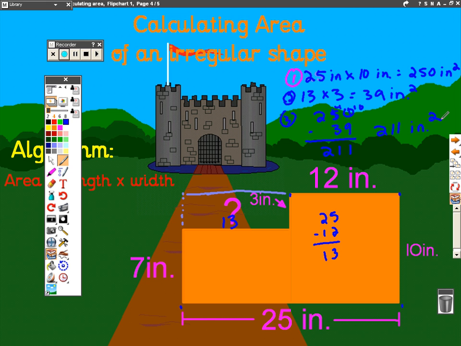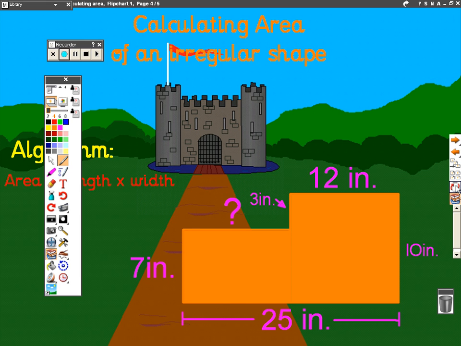Another way you could solve it is by splitting it into multiple rectangles. Excuse me. So I could split it up like this. Okay, there's actually a couple different ways you can split it up. And I know that this section is going to be 12 inches times 3 inches, and that's going to give me 36 square inches.